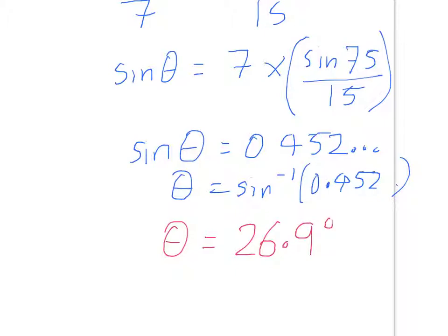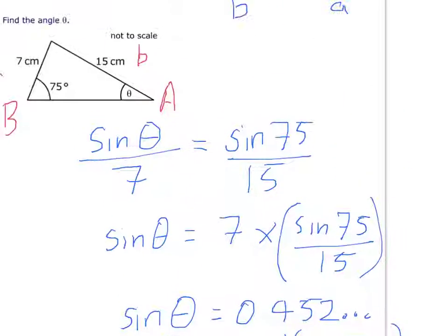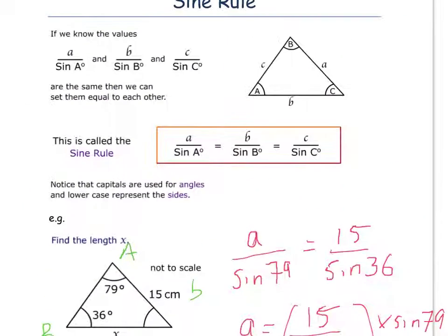Remember, use your answer button from your calculator to find that theta is equal to 26.9 degrees. So as I said, you now need to remember this formula. At GCSE it was given to you, but it's not a particularly difficult formula to remember. Just remember, when you're finding the missing sides, you want the lengths on top, and when you're looking for a missing angle, you want the sine A's, sine B's to be on top instead.